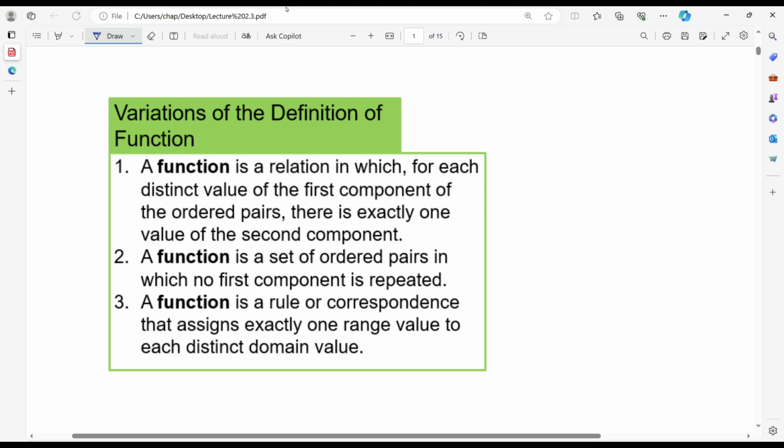Essentially, a function consists of an input and an output. Typically, the input is denoted with the letter x, and the output is denoted with the letter y. For each input, there is exactly one output. For each input, we only have one value for the output.